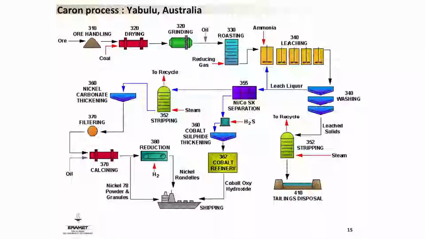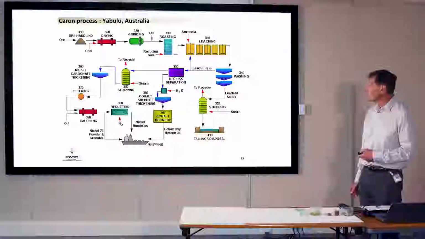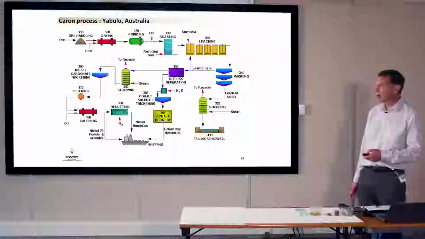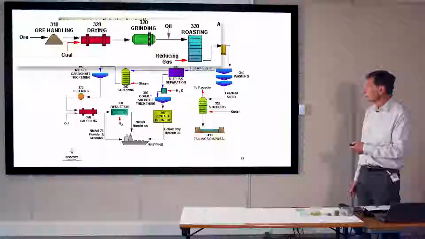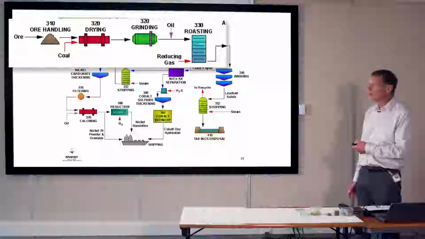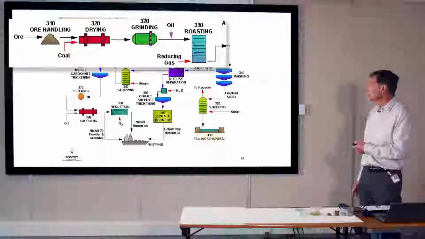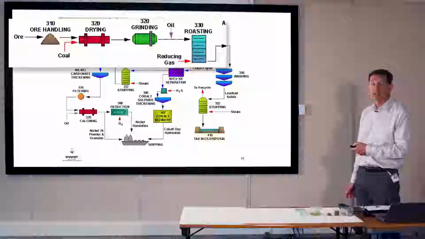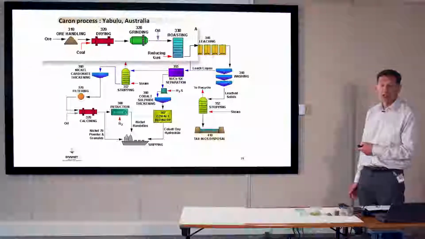The second process is the Caron process, and that's the flow sheet of the Yabulu plant in Australia. You have the pyrometallurgical part. I remind you this process has two parts, pyrometallurgical and hydrometallurgical. For pyrometallurgy, you have the drying of the ore in a tube, then grinding of the ore and treatment in vertical furnaces with introduction of reducing gas in order to reduce the iron and nickel content in the ore to metallic iron and metallic nickel.